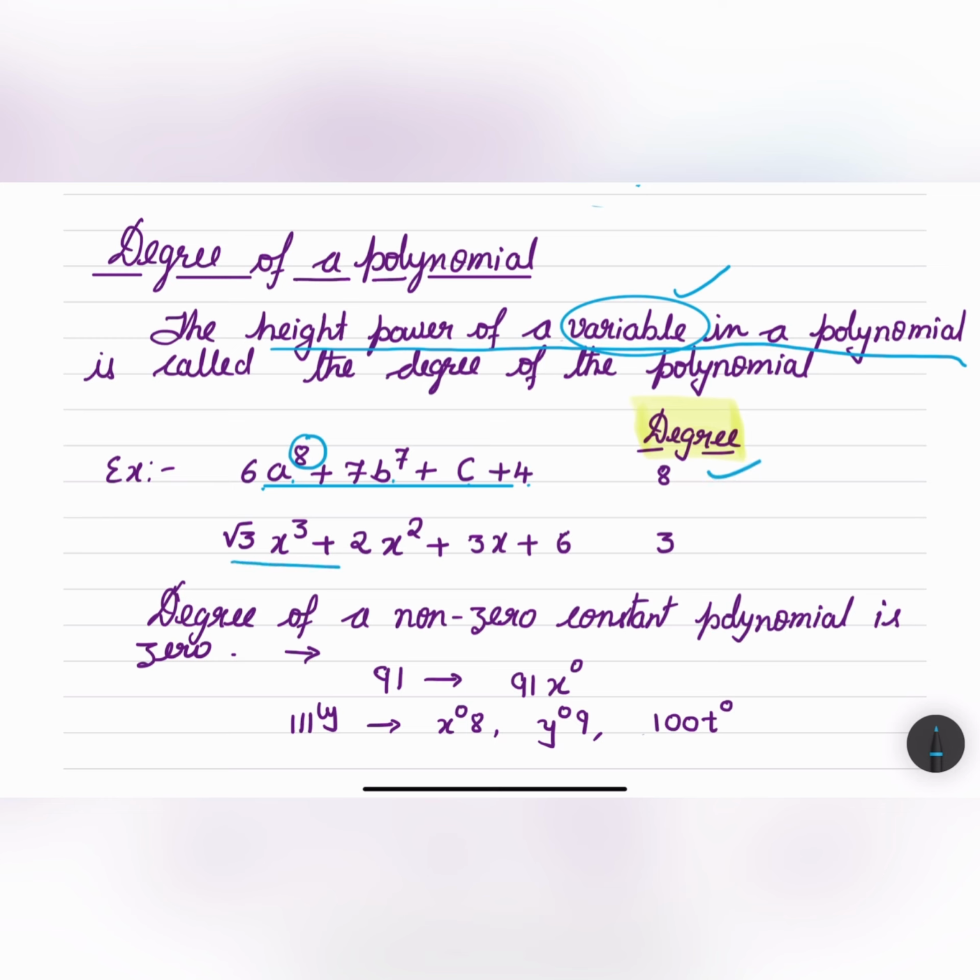And now in this case, root 3 x cube plus 2x square plus 3x plus 6. In this case the highest power is 3. So we take that as the degree of the polynomial.